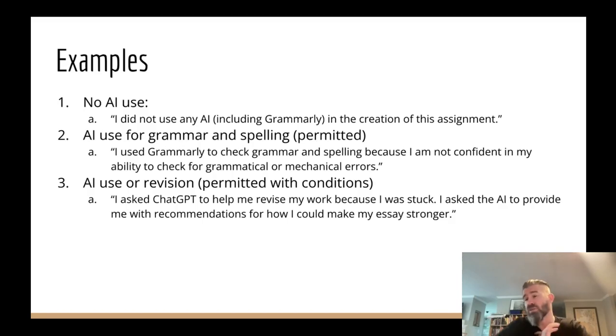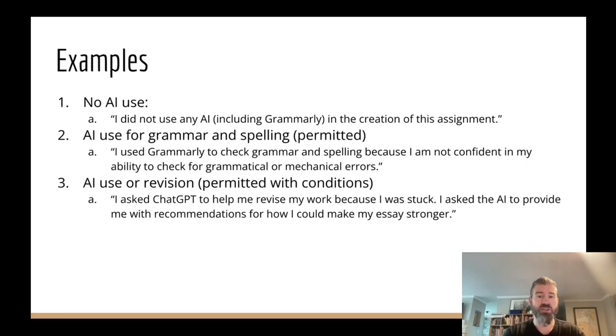So let's say you did not use any AI, not even Grammarly. Everything is 100% your work. You could say at the end of that assignment, "I did not use any AI, including Grammarly, in the creation of this assignment." That means at no point in that essay or that writing assignment did you use any form of AI. The second one here is permitted, right?